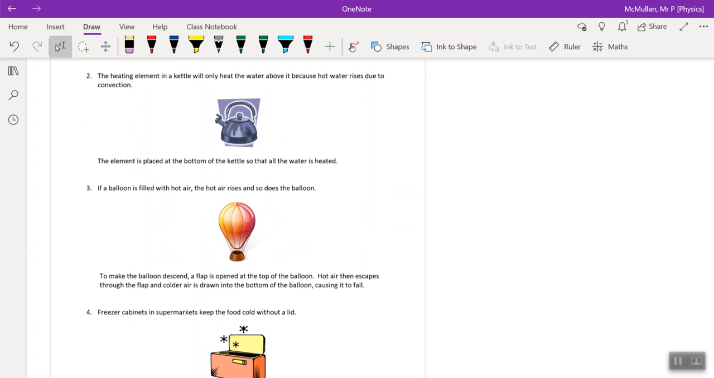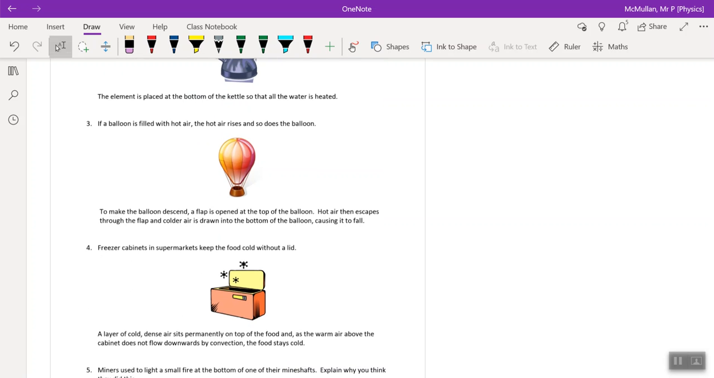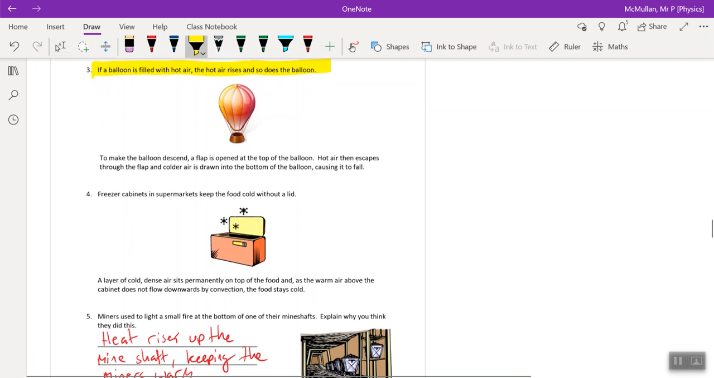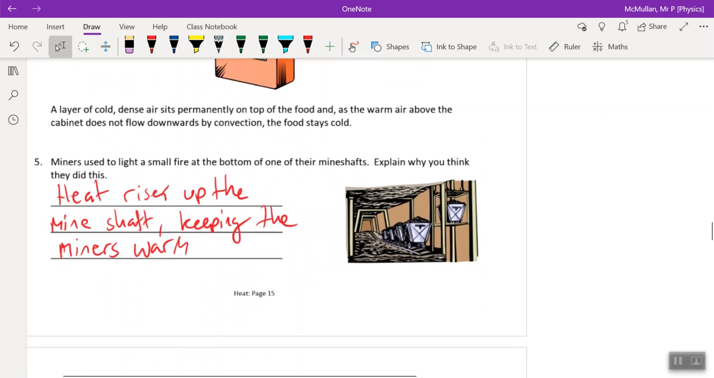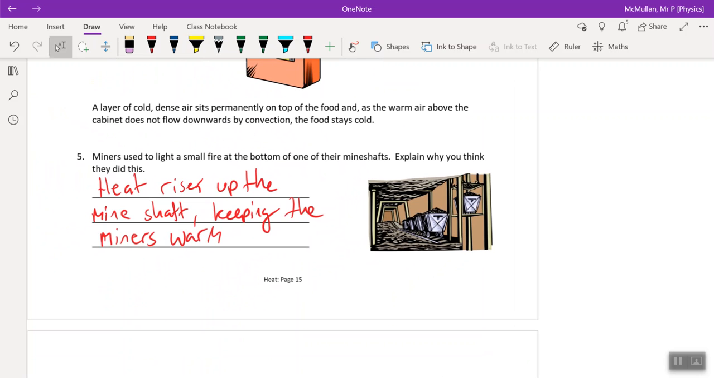In a kettle, water is heated. What the heater does is it encourages the water to rise in temperature and it starts to bubble at the top. When it is bubbling, you would know, for example, the kettle is boiled. A hot air balloon is able to fly into the sky and rise above the air because the gas inside the balloon is being heated as well by the flame. Miners who dig for coal would light a small fire at the bottom of the mine shaft. Why would they do this? This is because the heat would rise up the mine shaft, keeping them warm as they work.